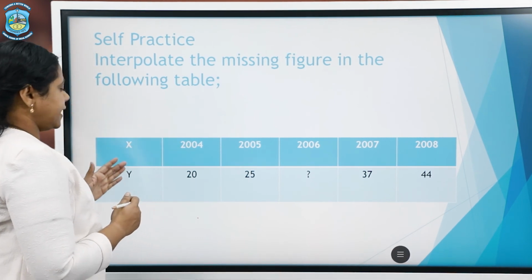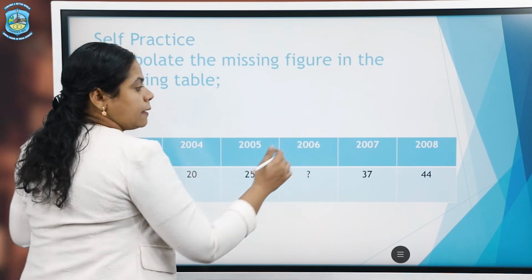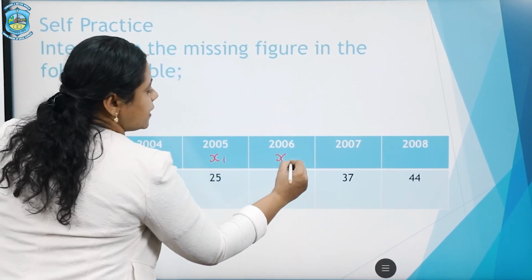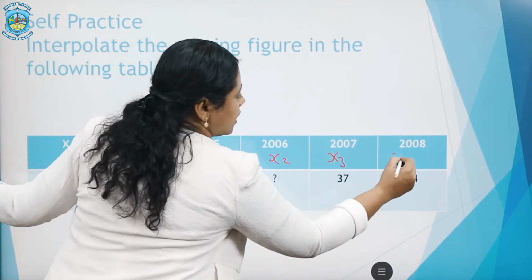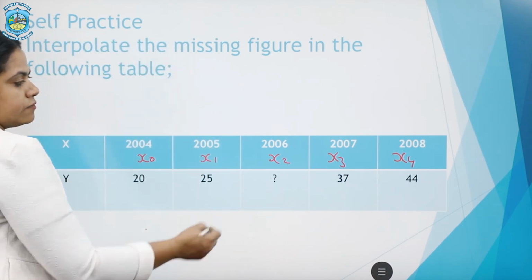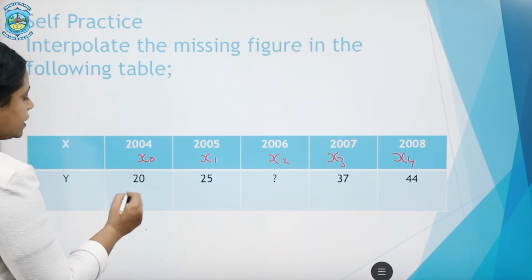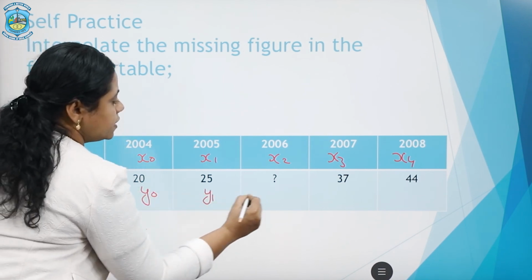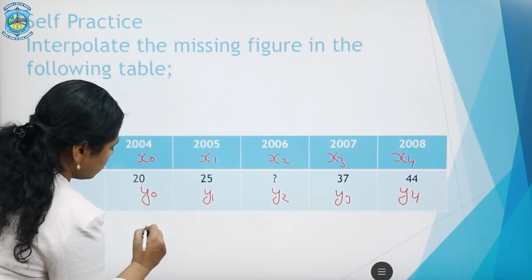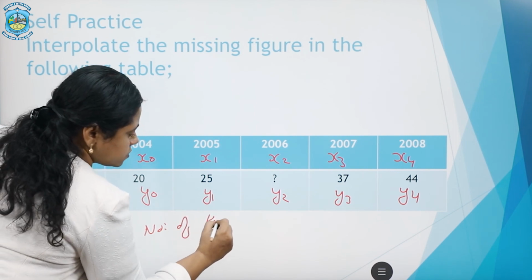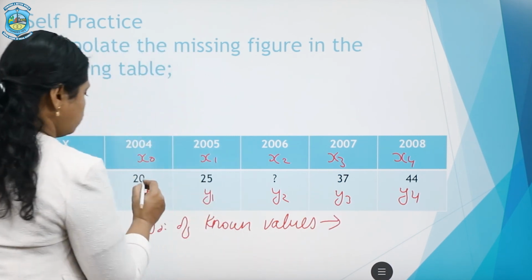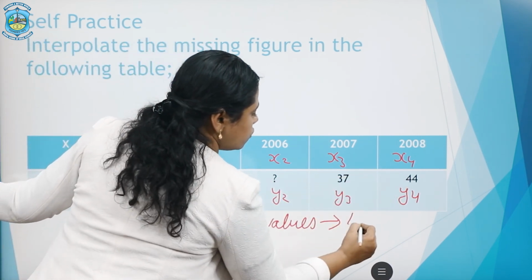Here you can see that x and y values are given. First of all you have to put the notation. It is x0, x1, x2, x3 and x4. You have to interpolate y when x2 is 2006. So here it is y0, y1, y2, y3 and y4. Number of known values: how many values are known to us? It is 1, 2, 3, 4. So 4 values are known to us.